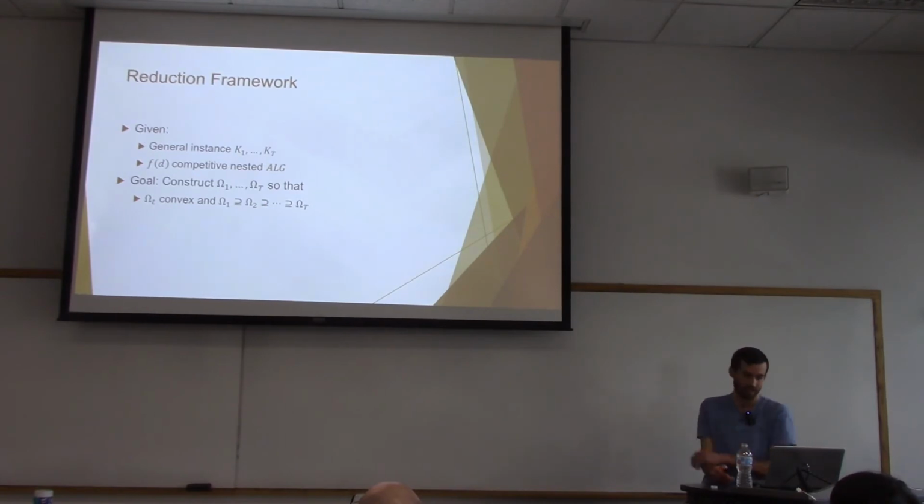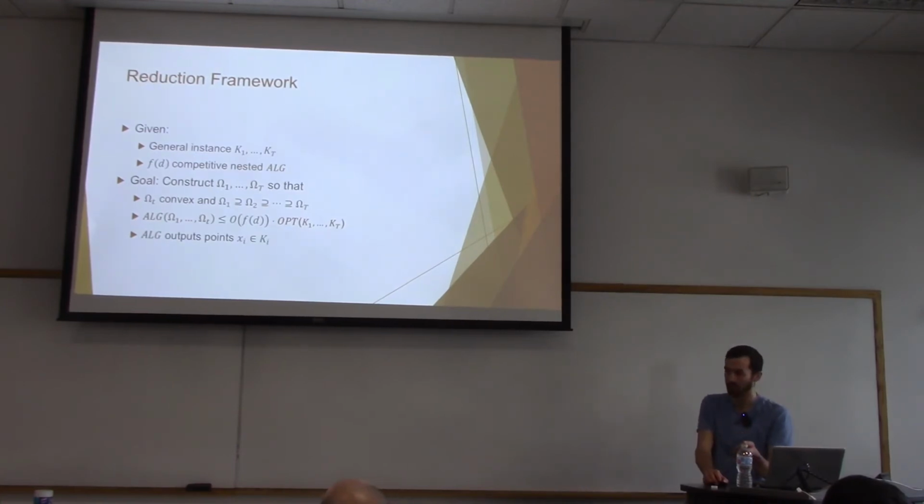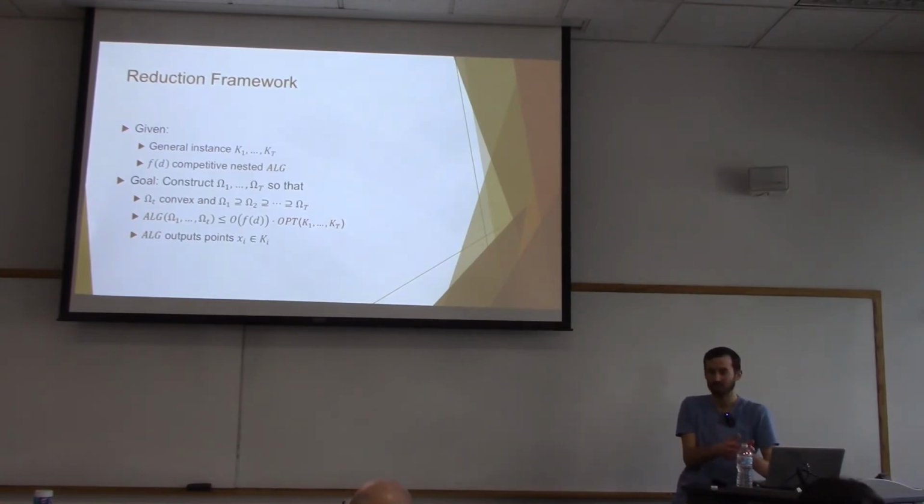So they're convex sets and they're nested. If I play the algorithm on these omegas, then its cost is only going to be something like f of d times the optimal cost on the original sets. And my algorithm would not only put out a point which is in omega, but if it puts out a point which is in K_i, then it's a feasible point, and what I've actually given is just an algorithm for the general case. So this would give me a reduction from the general case to the nested case.